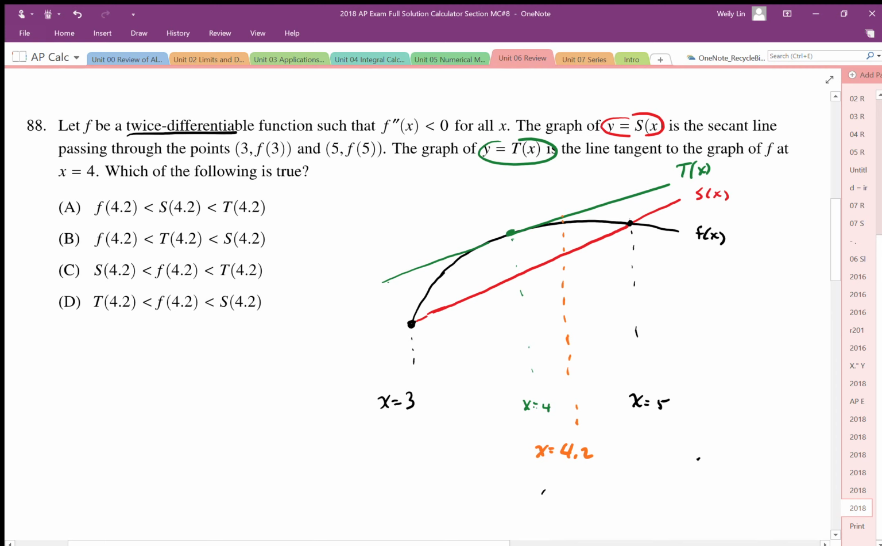So it's going to be t greater than f, and then f greater than s. So it's going to be C. So t is the greatest, f is in the middle, and then s is going to be the lowest.